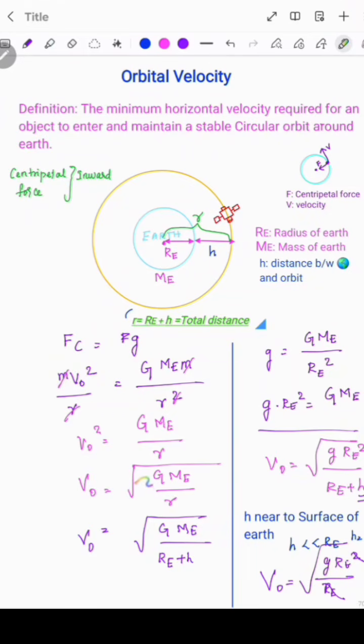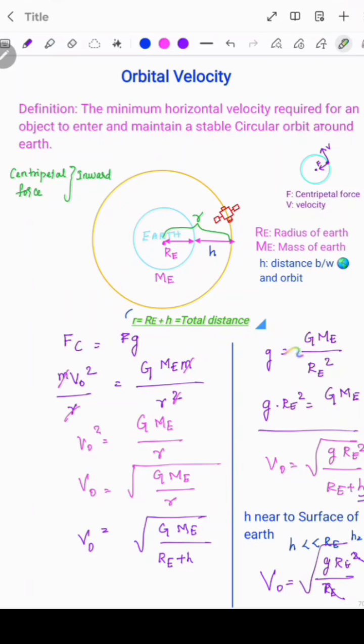Right? Now taking the square root, V0 equals the square root of G Me by R. What is this R? That is the total distance from the center of the Earth, that is Re towards the Earth, plus H distance, right? Therefore it is Re plus H, the total distance I am speaking about, right?